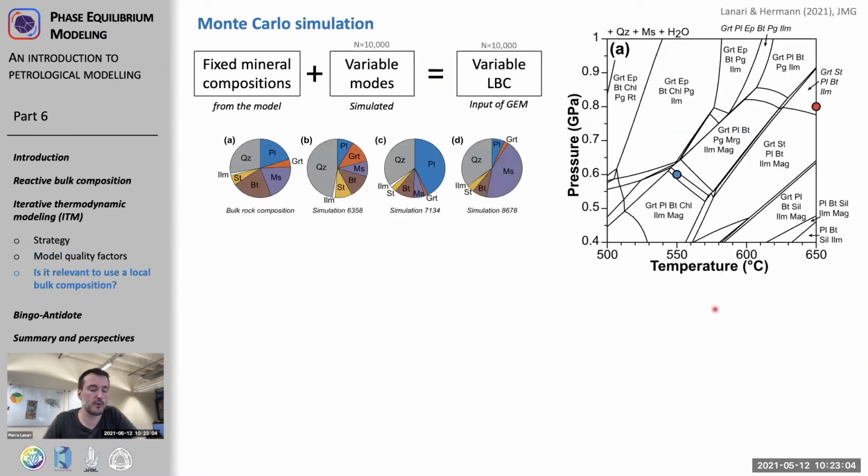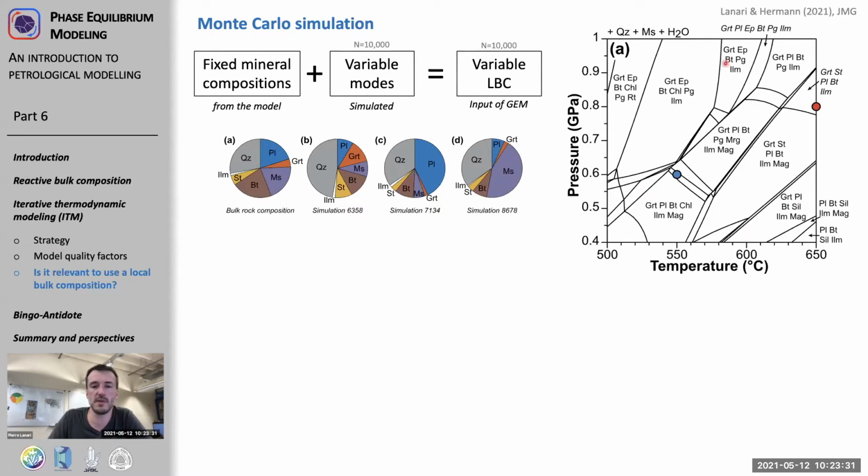But one of the questions that will immediately arise, and I'm sure many of you are already asking these kinds of questions, is this saying, well, Pierre, you are using local bulk compositions, and I learned that I should use the bulk rock composition. So does that matter? Does it matter if I use a local bulk composition instead of my bulk rock composition, and what would be the effect of using a local bulk composition on my pressure temperature result? Well, we can partially answer this question using the same example.